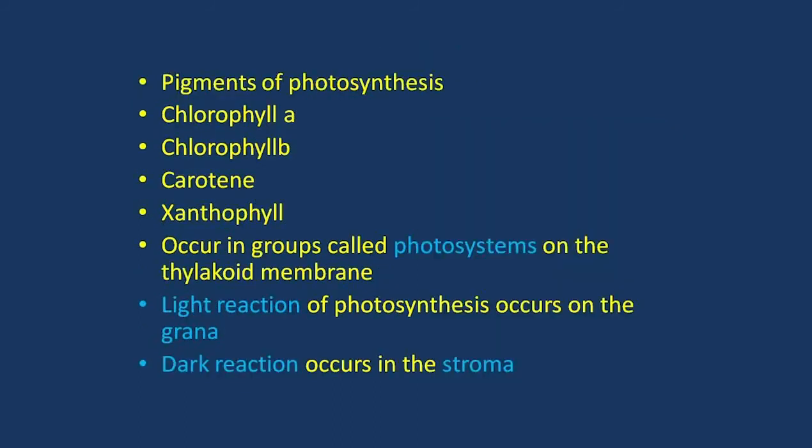The pigments of photosynthesis, namely chlorophyll A, chlorophyll B, carotene, and xanthophyll, occur in groups called photosystems, which are located on the thylakoid membrane. The light reaction of photosynthesis occurs on the grana of the chloroplast. Dark reaction, also called Calvin's cycle, occurs in the stroma of the chloroplast.